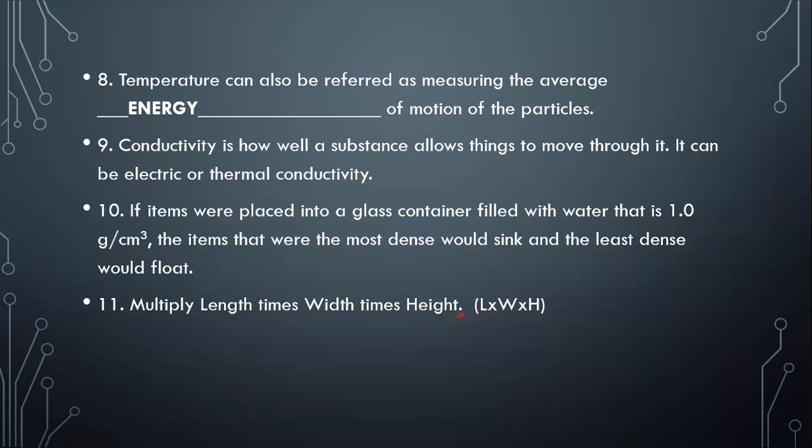You will have to look at a jar of water, and there will be 3 items in that water. You'll have to determine which one is the most dense and which one is the least dense. And the way you determine that is the one that is the most dense would be at the very bottom, and the one that is least dense would be at the very top.